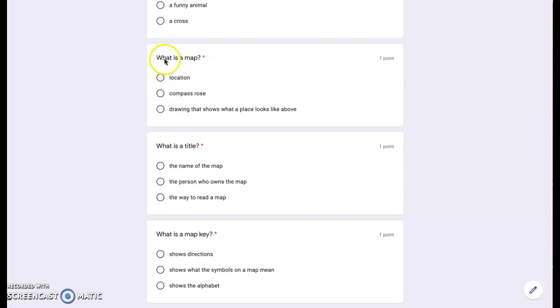The next one says, what is a map? Is it location, compass rose, a drawing that shows what a place looks like from above? I'll read that one more time. What is a map? Location, compass rose, a drawing that shows what a place looks like from above.